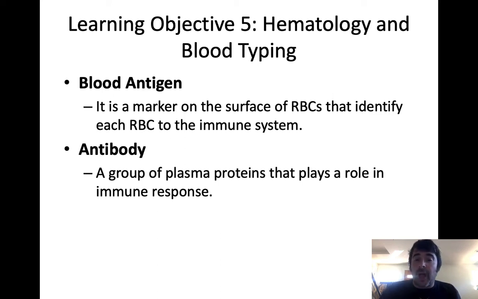Antibodies are a group of plasma proteins that bind to antigens and do a few different things. They can tag them, they can mark them for destruction, or they can cause them to cluster in a process called agglutination.